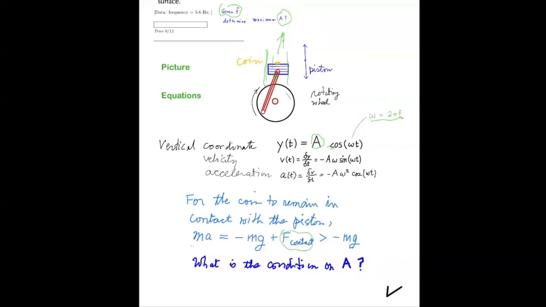So the mass times the acceleration will be the force on the coin. That's the weight of the coin, minus mg, plus the contact force. And the contact force has to be greater than 0. The contact force has to be positive. If the contact force is 0 or negative, then the coin is no longer in contact with the head of the piston. So if we say that the contact force must be greater than 0, that means minus mg plus the contact force must be greater than minus mg.